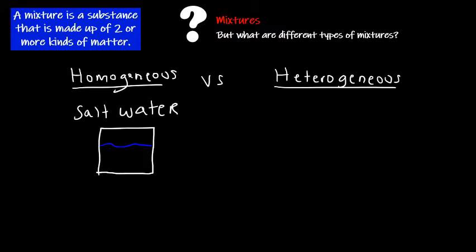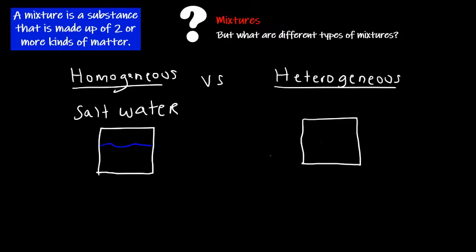Now, what about oil and water? Is that a homogeneous mixture or a heterogeneous mixture? By the way, keep in mind, a mixture is a combination of two or more pure substances. Oil and water do not mix. You can visibly see two distinct parts.